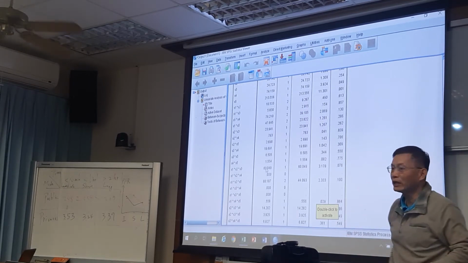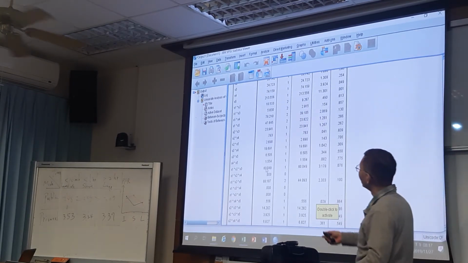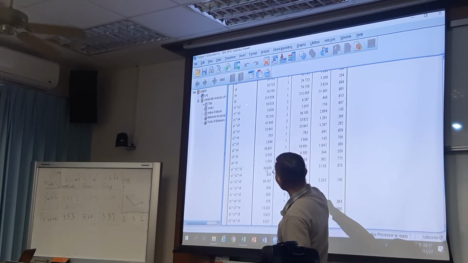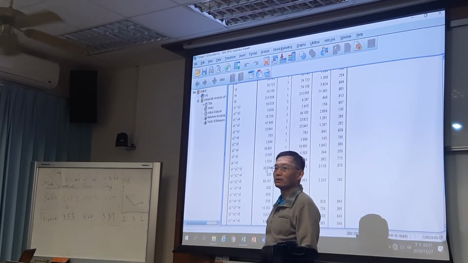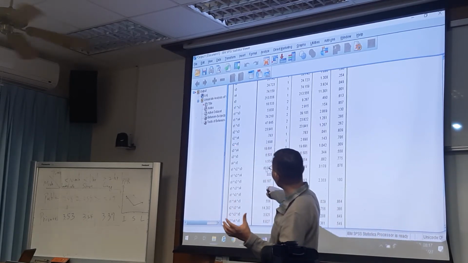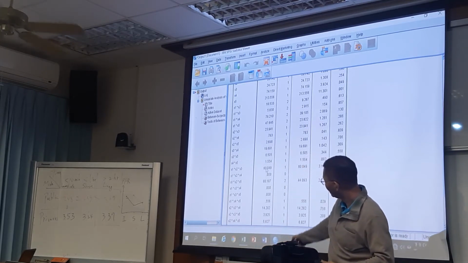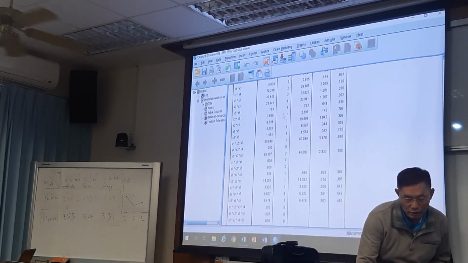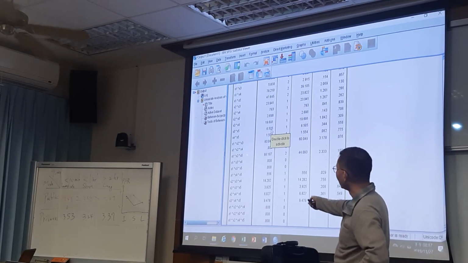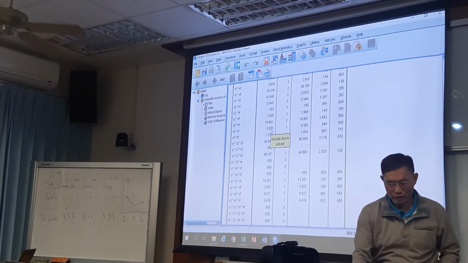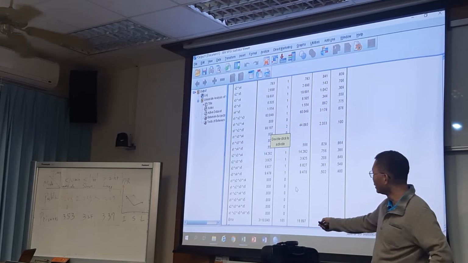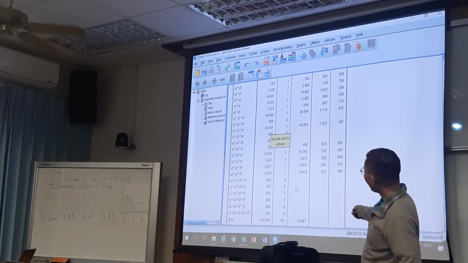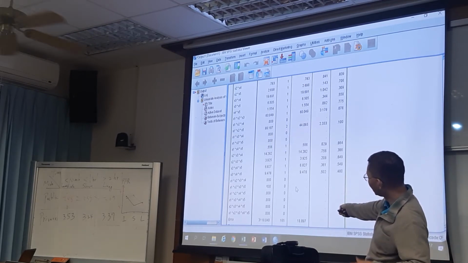Five-way ANOVA. How many main effects? 5. How many two-way interactions? 10. How many three-way interactions? How many? It's a very complicated model. How many four-way interactions? 5. How many five-way interactions? How come this data is 0?